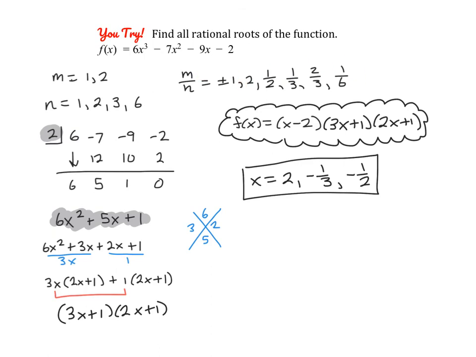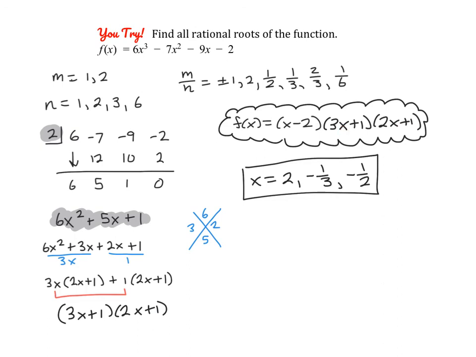So I started checking. The first 0 that I found that works was positive 2. So that gave me the factor x minus 2. And then that remaining trinomial, 6x squared plus 5x plus 1, is actually factorable. So I used that grouping method, and I got the two factors, 3x plus 1 times 2x plus 1.